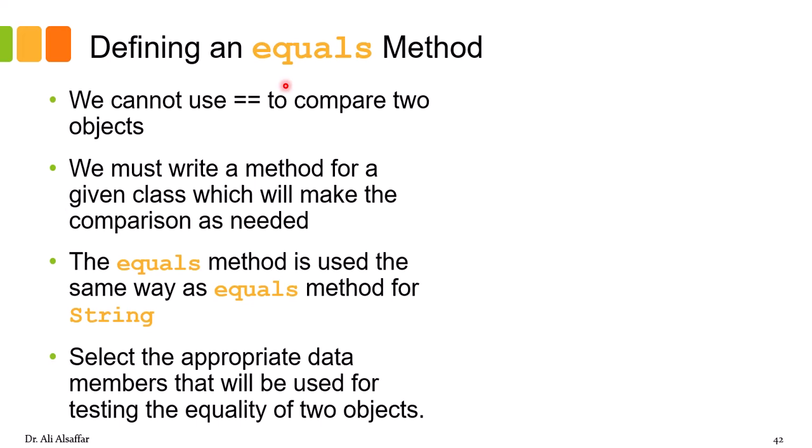For comparing two strings, we cannot use less than or equal equal, because strings are classes, and classes are not primitives. We need to use methods for comparing.